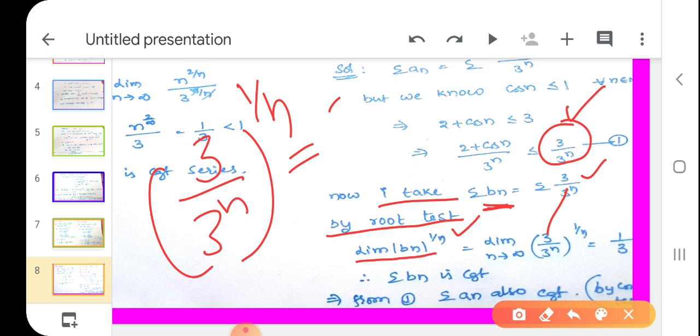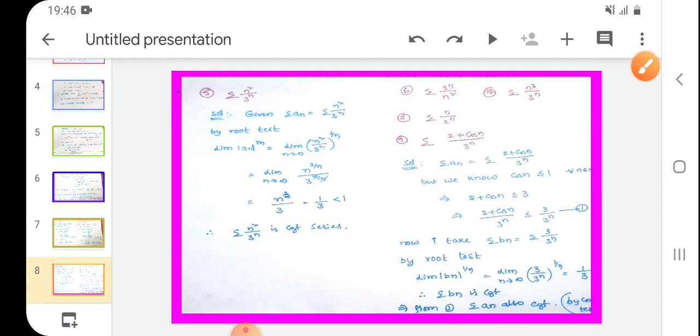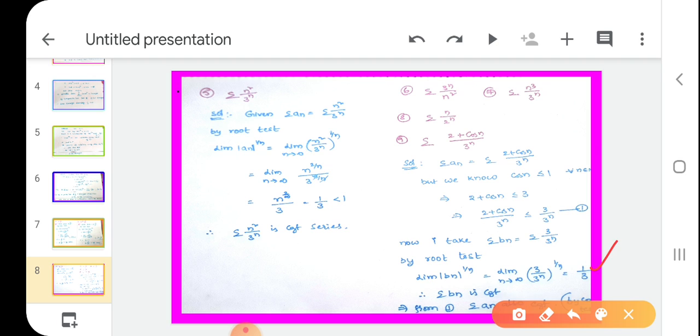That implies what we have? 3 power 1 by n over (3 power n) whole power 1 by n. The n cancels, and I put n equals infinity. In the numerator we got 1 and the denominator is 3. So what is the value here? 1 by 3. So 1 by 3 is less than 1, so the series summation bn is convergent.